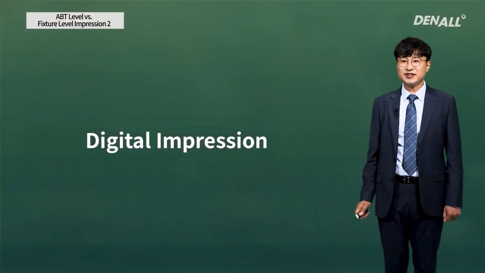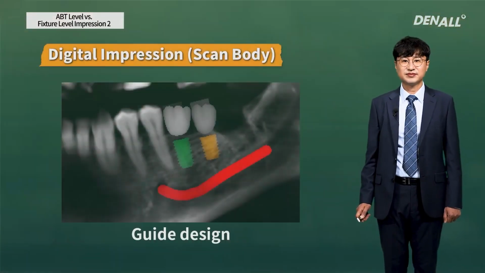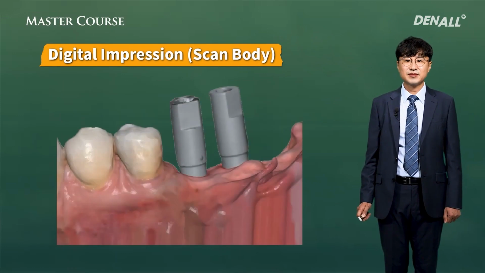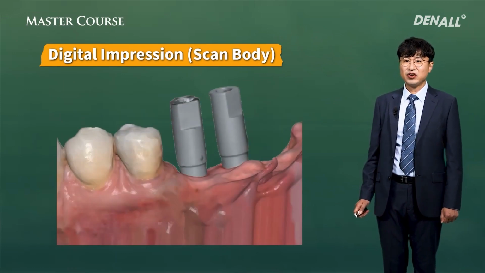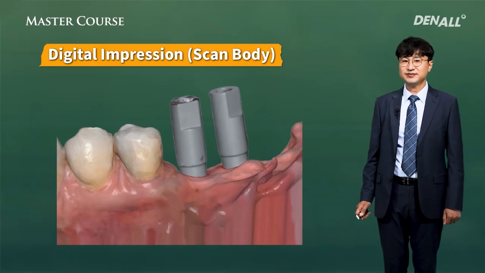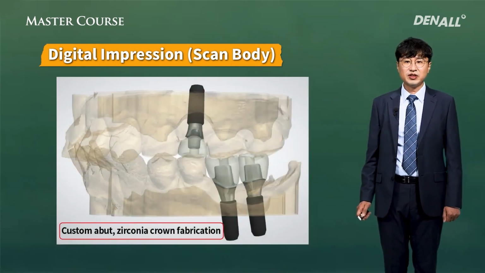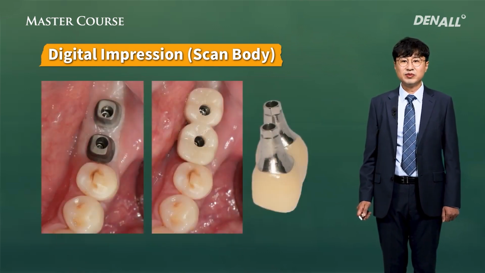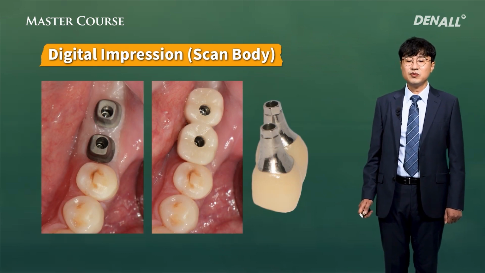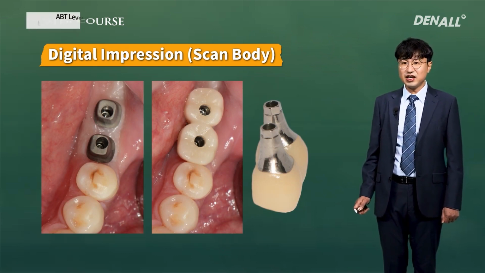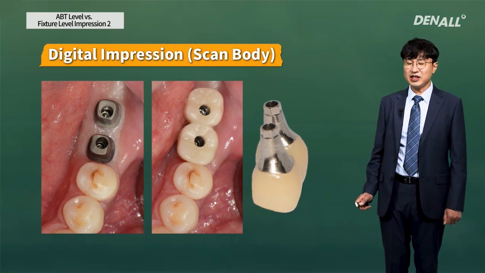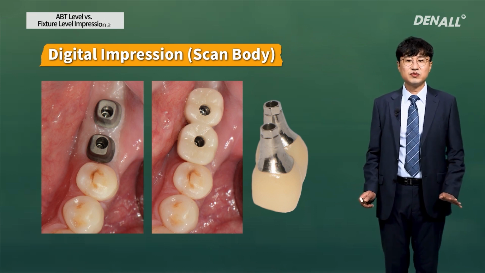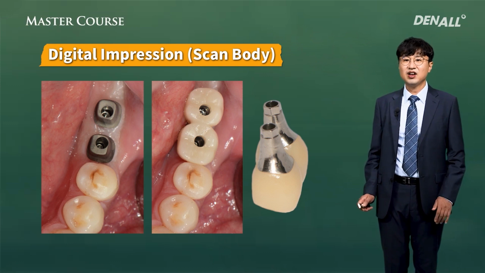Next is digital scanning on the fixture level. First, based on top-down protocol, guide is designed. And after OCO integration, scan body is connected and digitally scanned. Custom abutment and zirconia crowns were created together simultaneously. Past method was after making abutment, the abutment was scanned with model or orally, and the final prosthesis was fabricated. So it took a lot of time. But this approach, while you mill the abutment, final prosthesis is fabricated, so it takes shorter time.